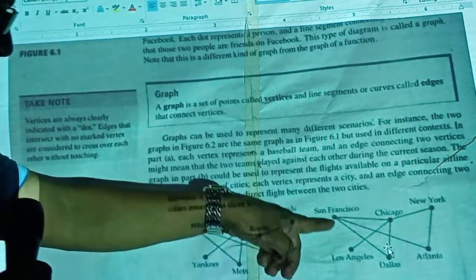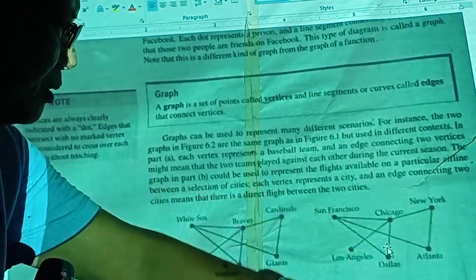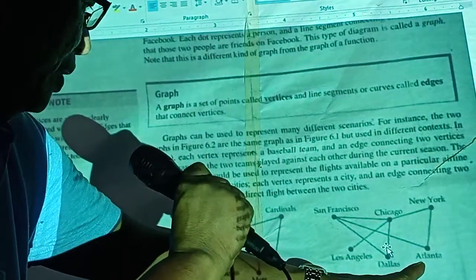How about San Francisco to Dallas? They are connected, so there is a flight. How about Chicago to Dallas? Yes, we have. How about New York to Atlanta? So that is how a graph is important as a representation. Okay.